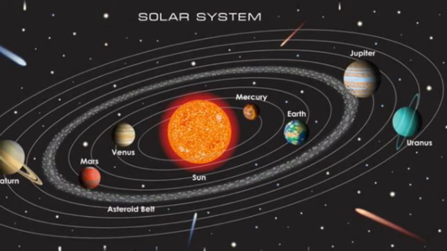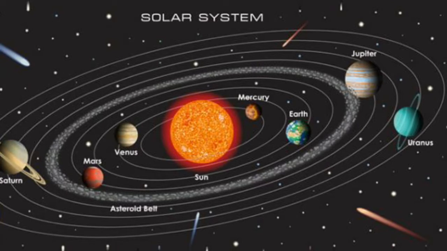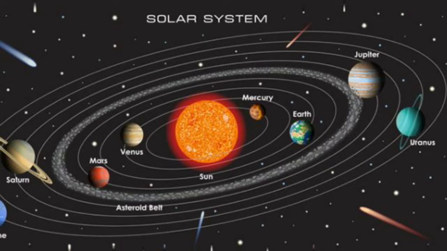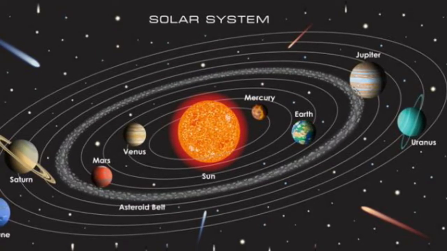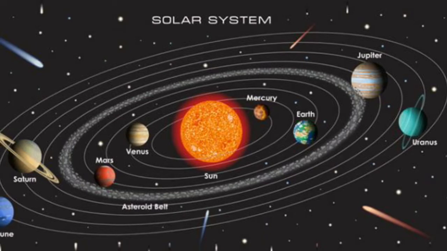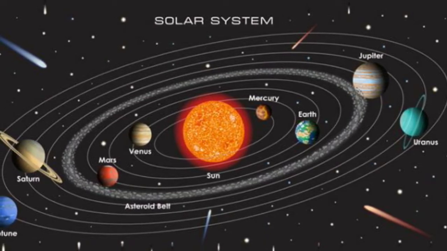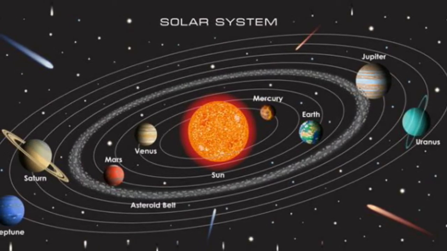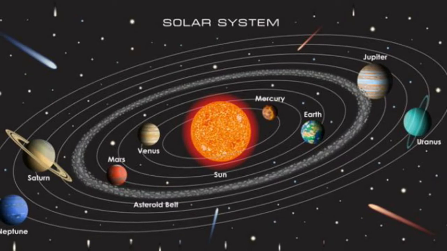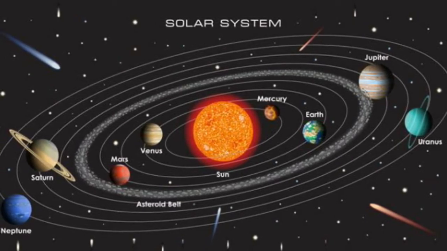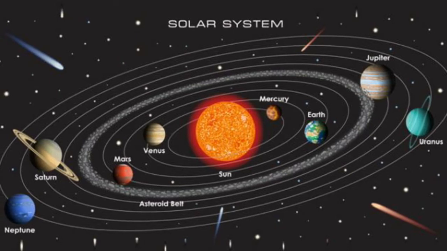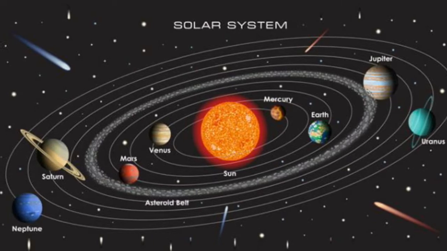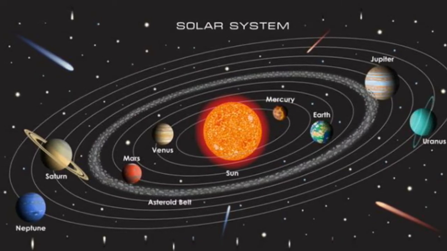First, let us recapitulate what the solar system is. The sun, along with the 8 planets and their satellites and pieces of rocks and dust, forms the solar system. The sun is the center of the solar system, and each planet moves around the sun in its fixed path called orbit. You can see the orbits of different planets in the picture.